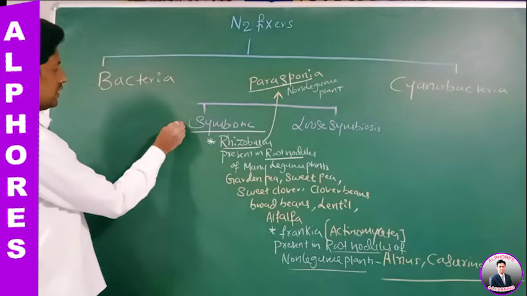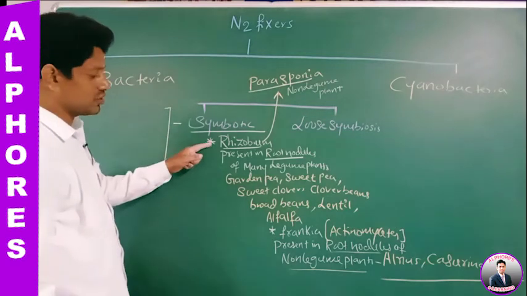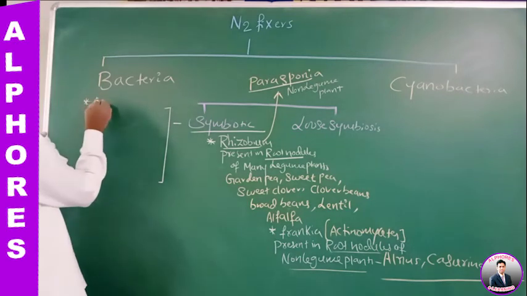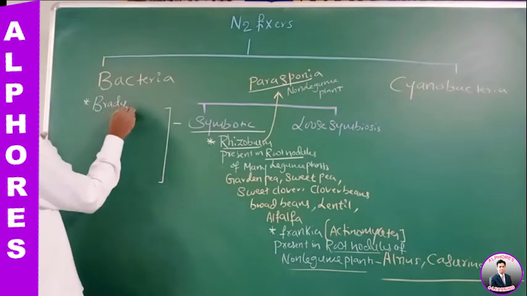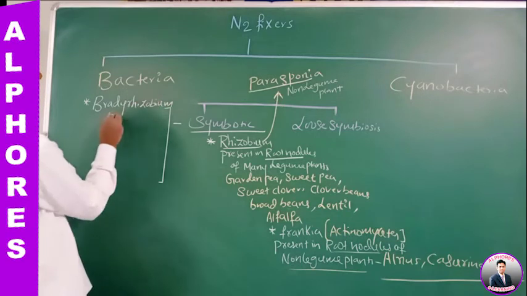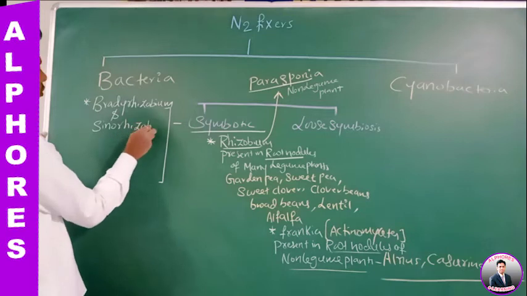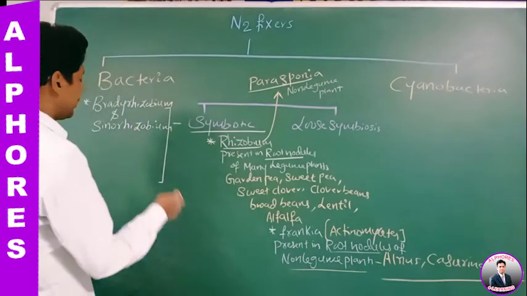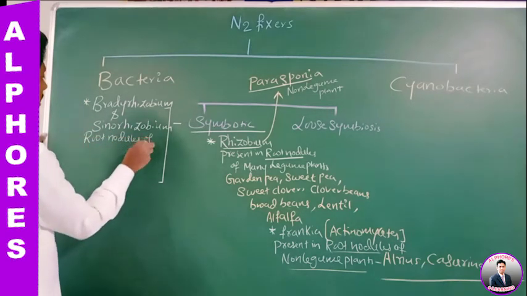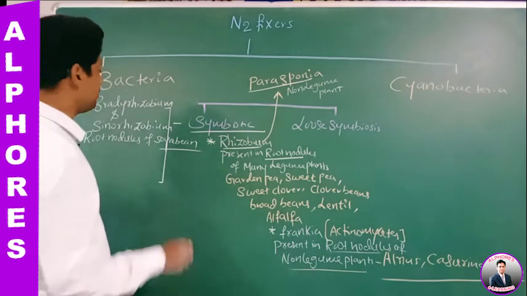Now we are discussing symbiotic conditions. Two examples completed, Rhizobium and Frankia. Now I am going for the third one, number three: Bradyrhizobium, B-R-A-D-Y, and Cyanorhizobium. They are present in root nodules of soybean plant, Glycine max.